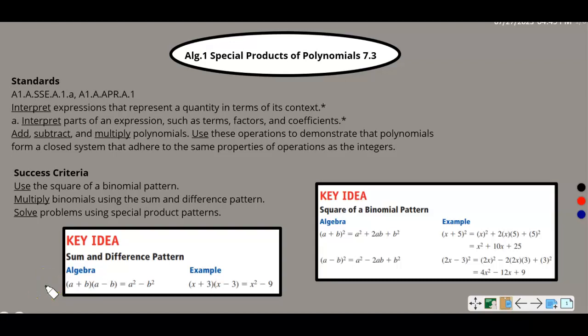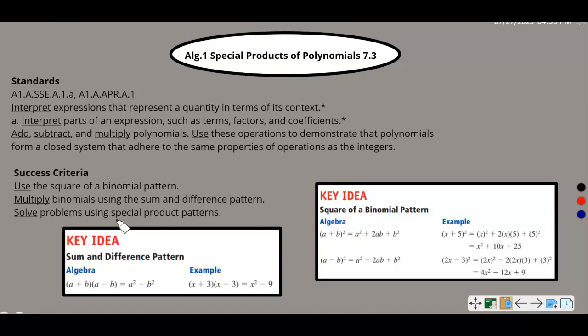All right, today we're going to talk about special products of polynomials. Here are the state standards that you need to be aware of. Also, to be successful today, you need to be able to use the square of a binomial pattern, multiply binomials using the sum and difference pattern, and solve problems using special product patterns. These patterns are very important.